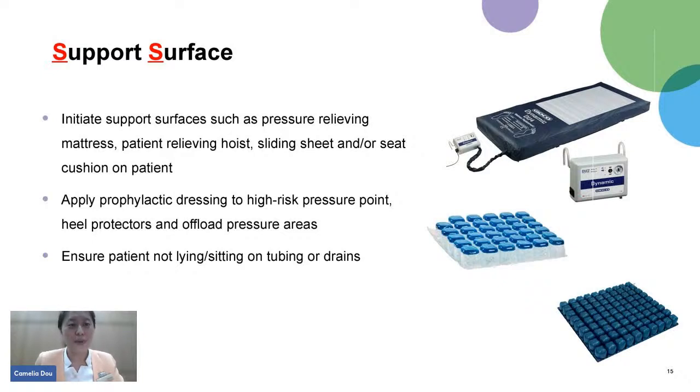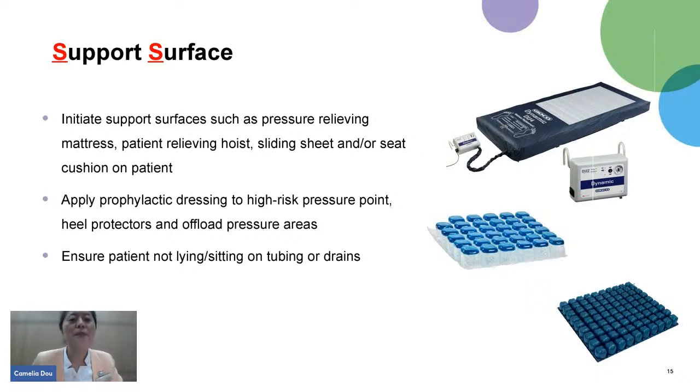Okay, so next is support surface, because of the assessment already done. After identifying patients at risk of developing pressure injury, we need to give the patient offloading. We want the patient to be as pressure-free as possible. As mentioned earlier, the more intense the pressure, the higher the risk of pressure injury. So we need to use a mattress. If a patient is bedbound and lying in bed, we give offload, especially with an alternating mattress.